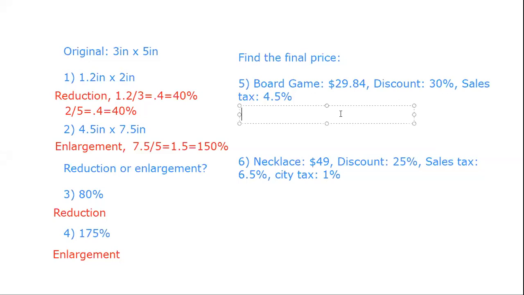Yeah, I see. It says 30%. All right. Yeah, 30%, and then the sales tax 4.5%. So how I would do it, we're gonna find the sales price first. So instead of multiplying by the 0.3, we're gonna subtract that from 100% first. So it'll be 70%. So you're gonna multiply the 29.84 by 0.70.